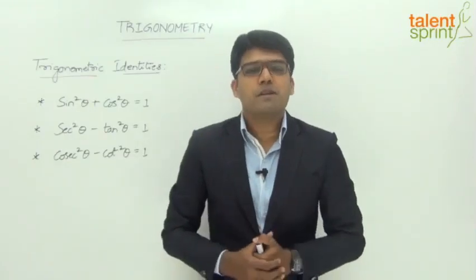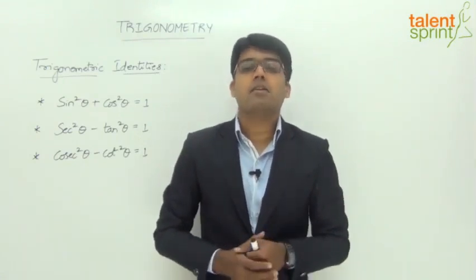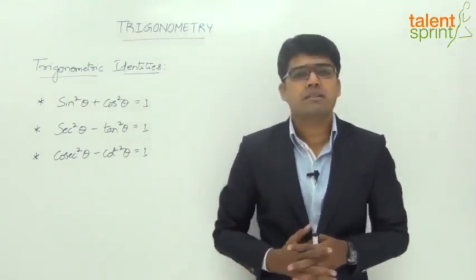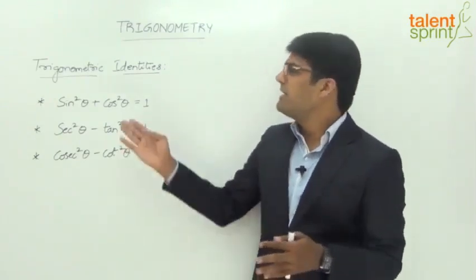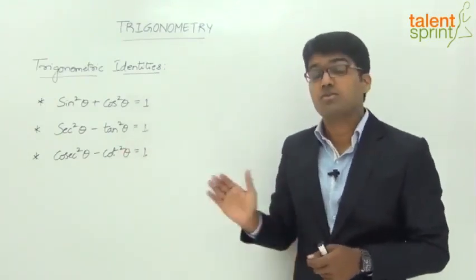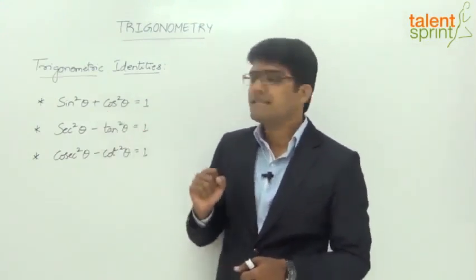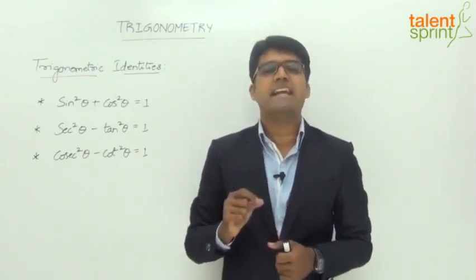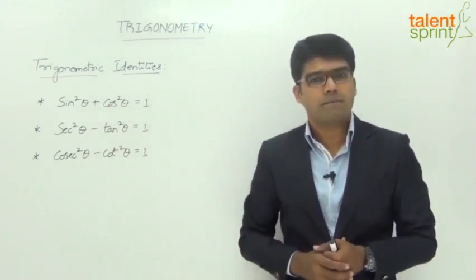So now that we have learned about the various trigonometric ratios, let us look at the different trigonometric identities. As you see on the board here, we have got the three basic trigonometric identities which show the relationship between different trigonometric ratios, which is true for all the values of theta. For example, the first one here says sine square theta plus cos square theta equals 1. So for any angle theta, sine square theta plus cos square theta will be equal to 1, right?